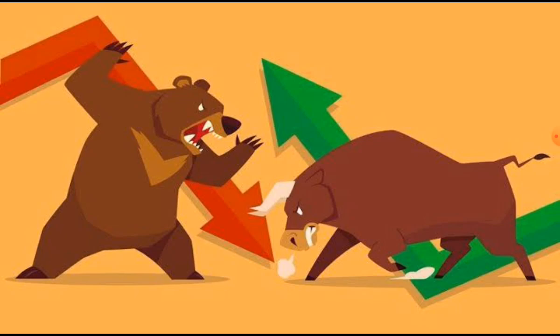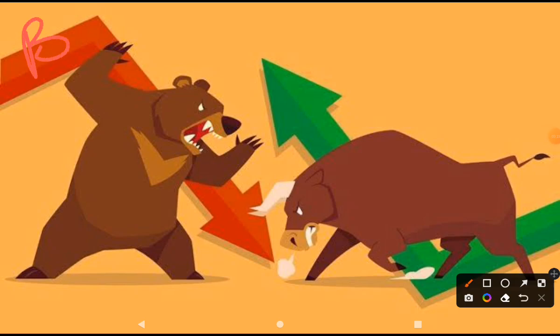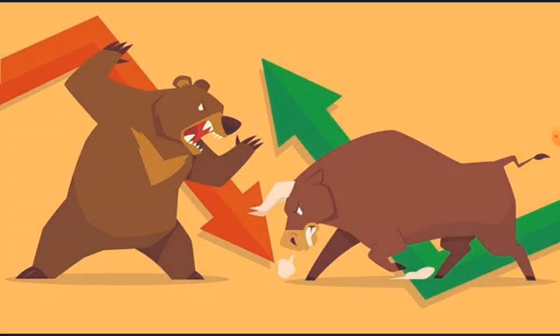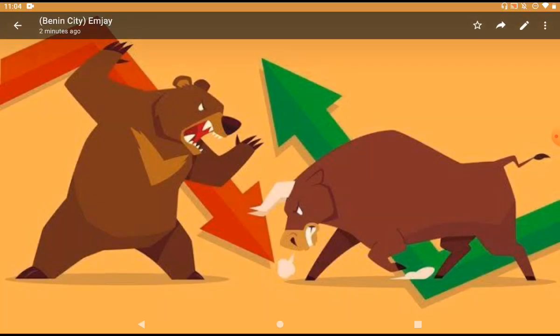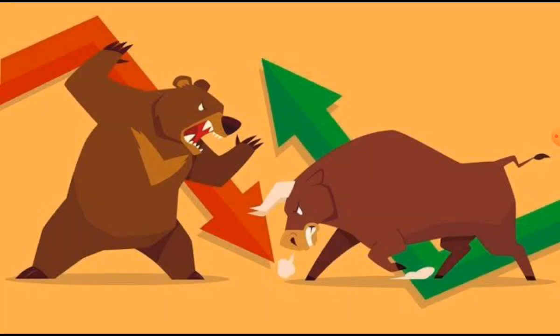Now, you can see an image right in front of you. You have two animals. One is a bull and one is a bear. Now, this right here is the bear, B-E-A-R, and this other animal right here is the bull. The mode of operation of these animals made the financial market adopt them as a key terminology as to why the market is called bullish and bearish.